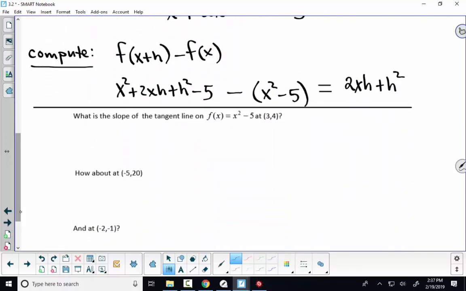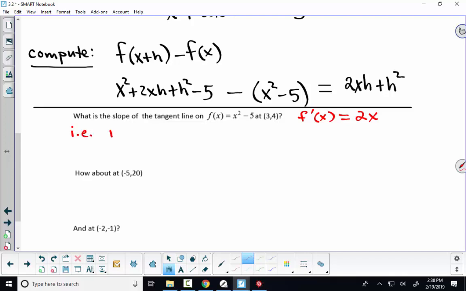So, the idea is that now that we have a function that describes the slope at all points on that curve, in prior methods computing slope at the point (3, 4), at the point (-5, 20), and at the point (-2, 1) would all require 3 separate computations. With the new computation, the derivative function, we can compute these slopes very easily. So we don't have to keep constructing those quotients. So let's remind ourselves that the derivative at any x is defined as 2x.